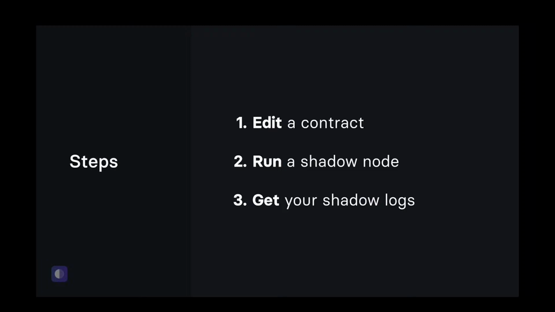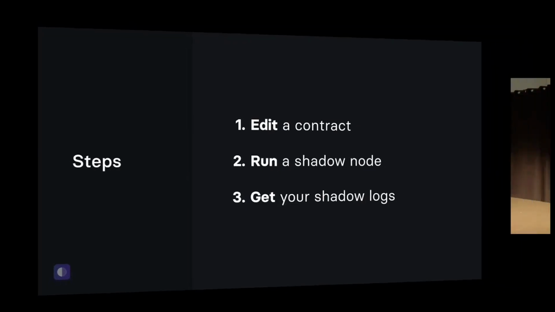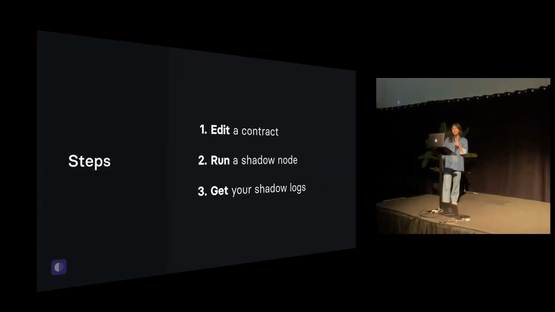So if you wanted shadow logs, the steps are pretty simple. You first edit the source code of an existing smart contract to add your shadow logs. You then run a shadow node with your new shadow bytecode of your contract. And then the third step is you can get your shadow logs by querying the node.